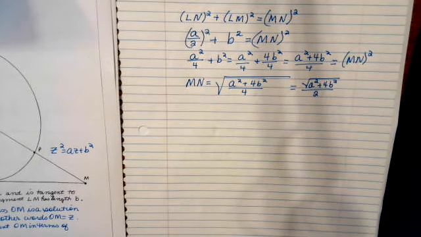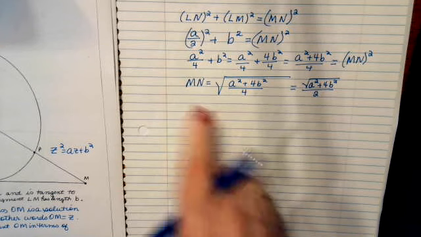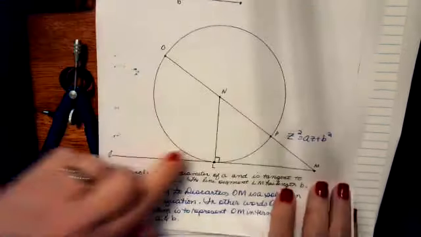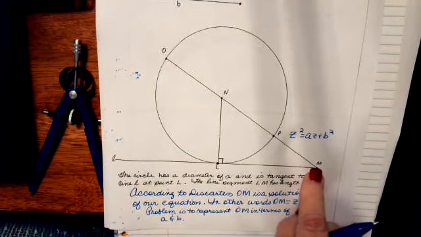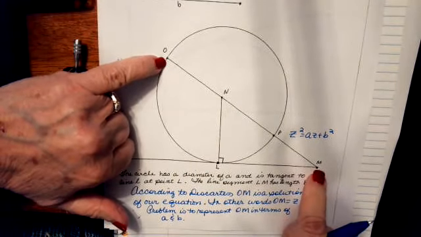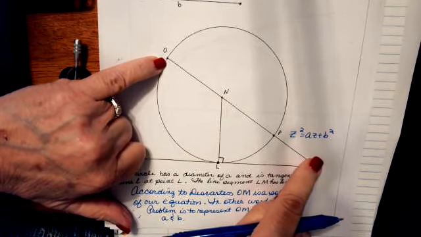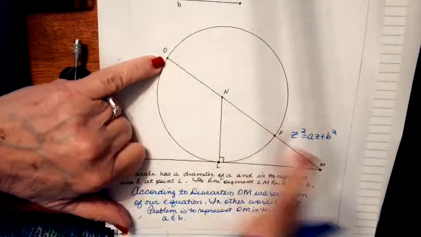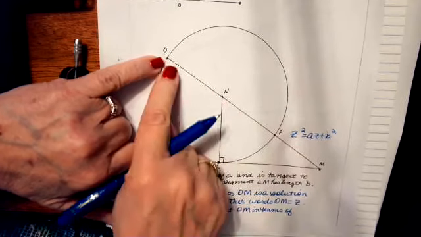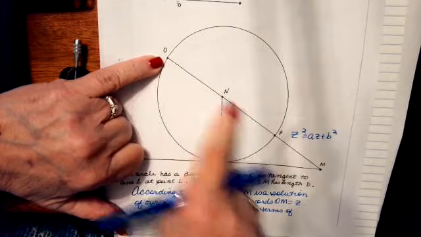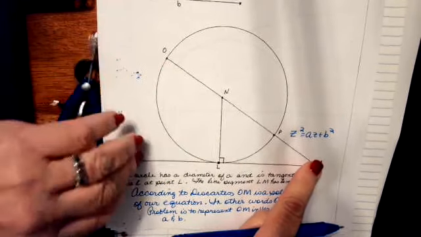Okay. Well, I'm not quite there yet, but I've got MN in terms of A and B. Go back and look at your picture. What I want is OM. And what I have right now is NM. But wait a minute. OM is just ON plus that one. It's just these two line segments put together.